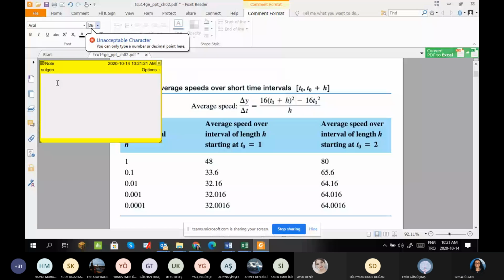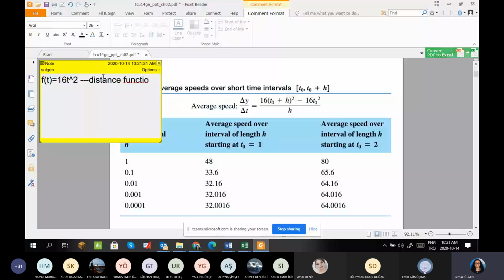Okay, f of t is what we are interested in, and f of t is actually 16t squared. This is our distance function, and this is given. This is given, and this is given, and this is given.